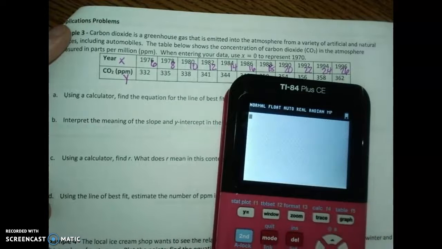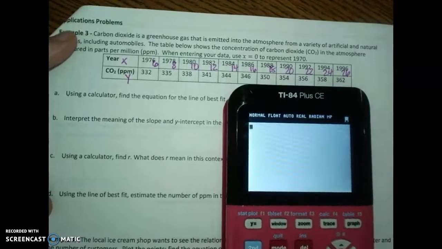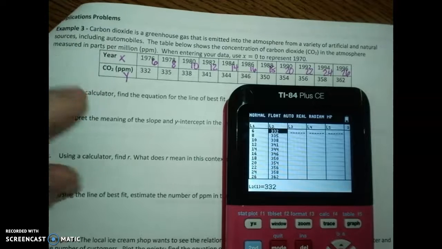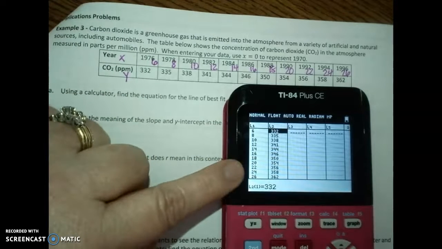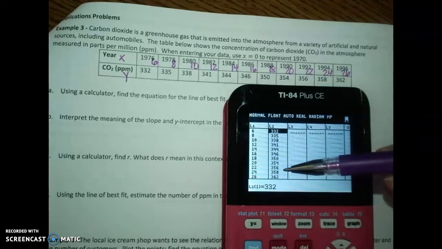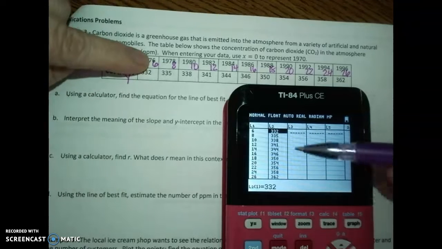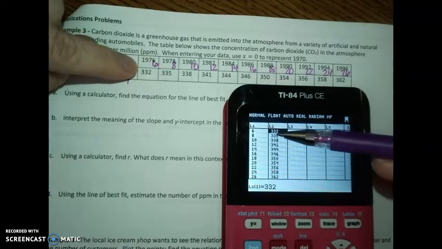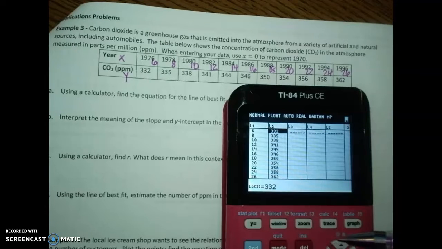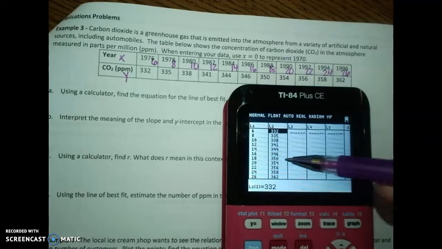So we're going to take our calculator. You're going to press Stat and Enter for Edit. And you're going to put your X values into list 1 and your Y values into list 2. And then go back and double check that they match, that 6 goes with 332 and 8 goes with 335. Because these are coordinate points, we need to make sure they match up side by side here.